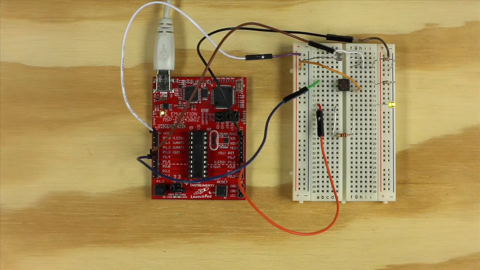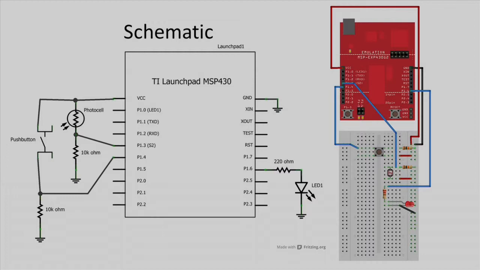You will need a breadboard, hookup wire, one digital push button or switch, one photocell or analog sensor, two 10 kilo ohm resistors, one 220 ohm resistor, and an MSP-EXP430G2 launchpad with Energia.